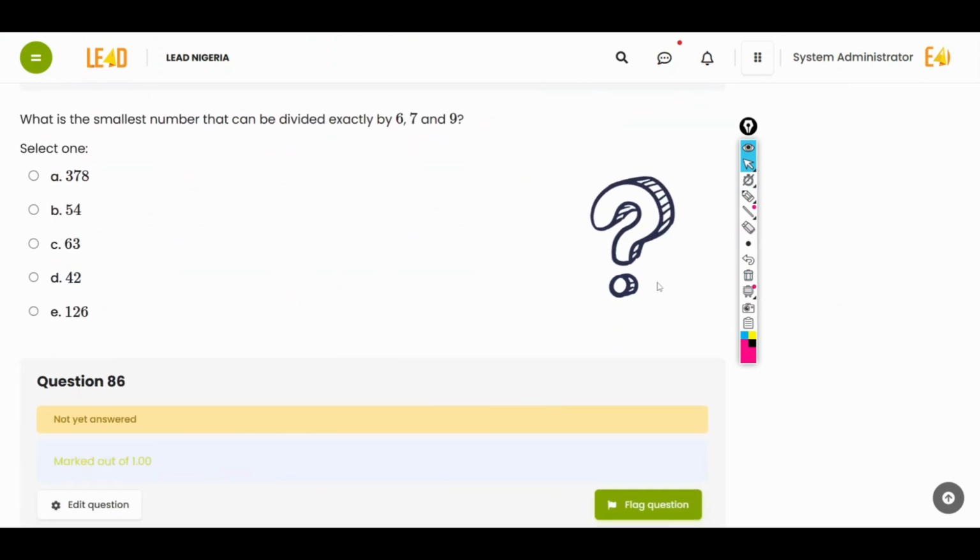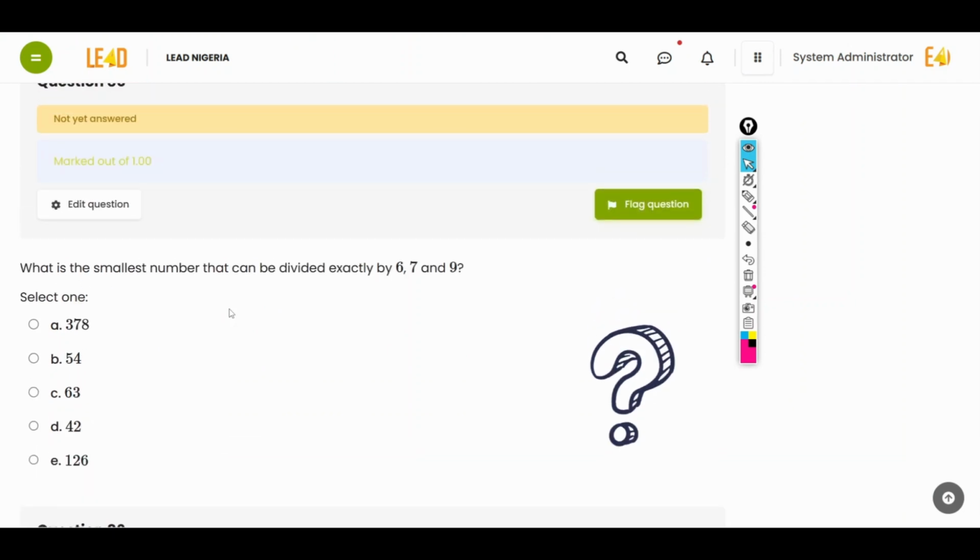All right. What is the smallest number that can be divided exactly by 6, 7, and 9? So it's basically saying what is the LCM, right? The smallest number that can be divided by all of those is the least common multiple. All right. So we have 6.